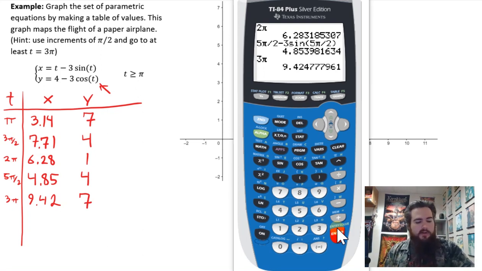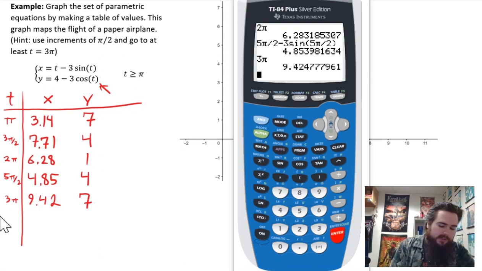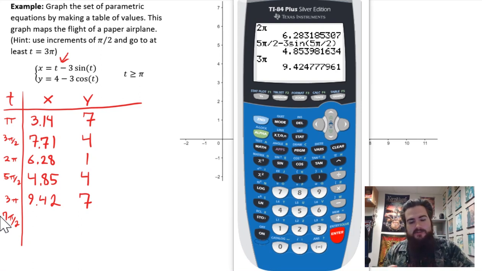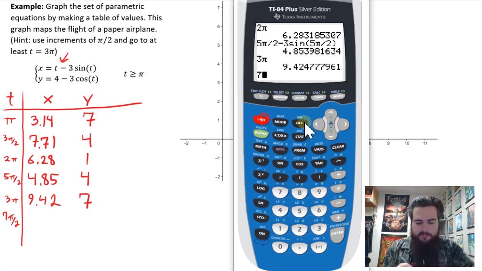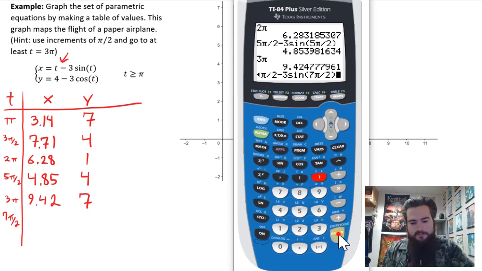Now this should probably be good. I'll test one more point just to make sure. I'll do 7 pi over 2 as well. Why not? For x, that'll be 7 pi over 2 minus 3 times sine of 7 pi over 2. Well, sine of 7 pi over 2 will give you -1. So this is really just going to be 7 pi over 2 plus 3. But again, we can punch all that in just to make sure.